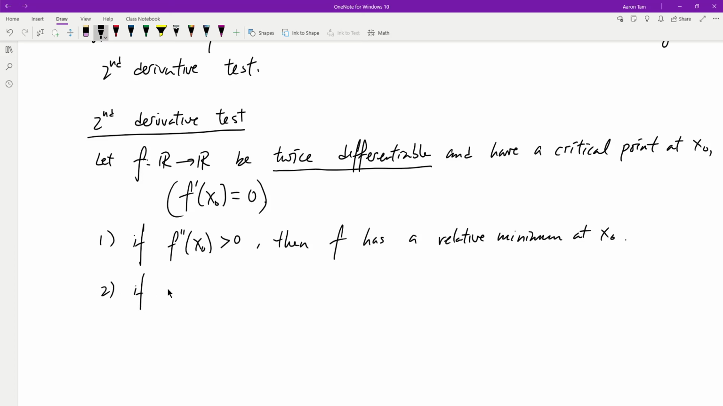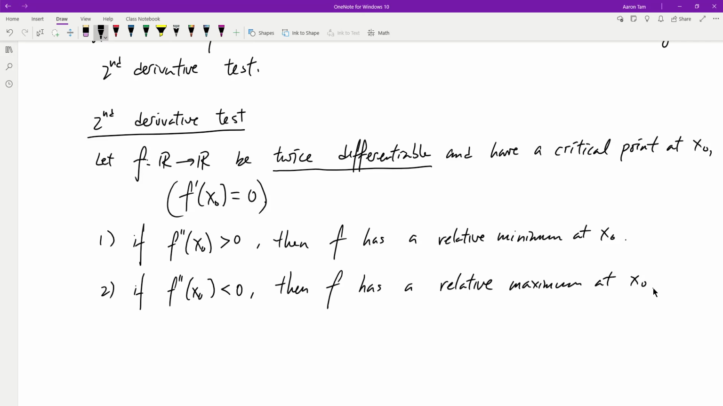On the flip side, if f double prime of x sub 0 is less than 0, then that implies that we have a concave down curve. A turning point on a concave down curve must be a relative maximum at x sub 0. So it's important to understand that you must first identify that you have a potential turning point. That's the reason why x sub 0 must be a critical point first. And then you examine the concavity, and that's how you know whether you have a relative max or relative min.